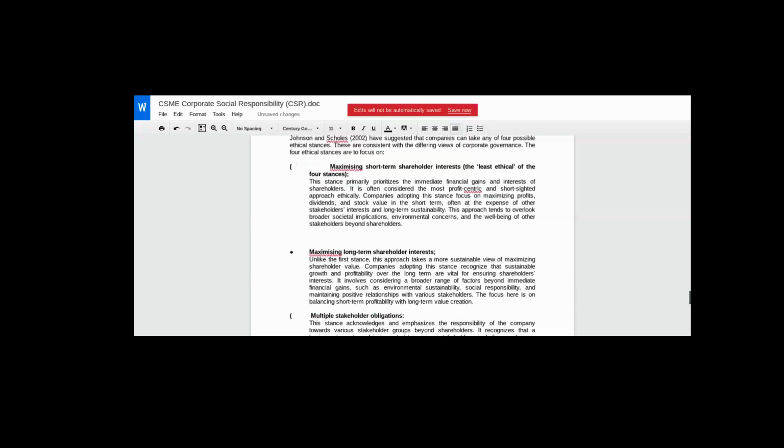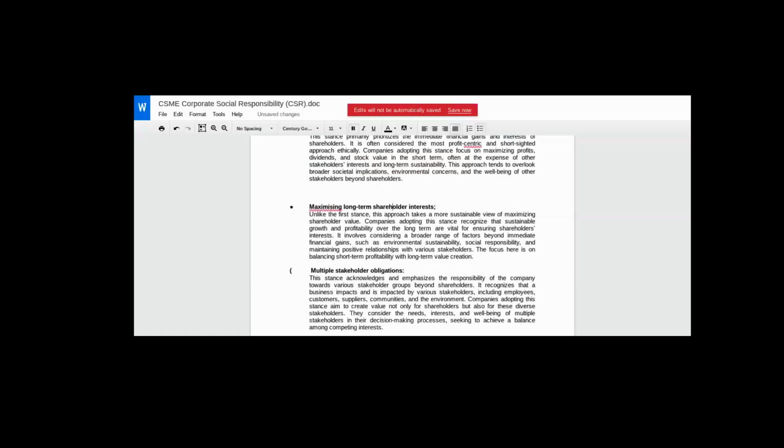Another perspective is maximizing long-term shareholders' interest. This is the best. Maximization of long-term interest will give you opportunity to make some short-term benefits, and in the long run, we make a lot of benefits. We have opportunity for growth, expansion, increase in our portfolio of investment and returns.